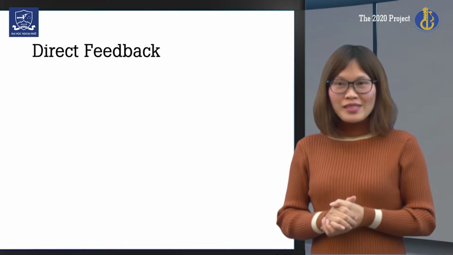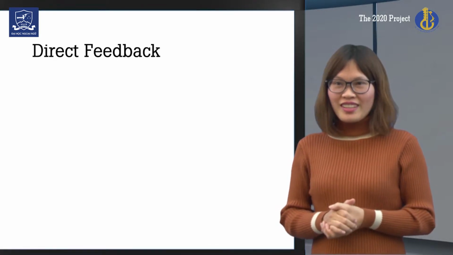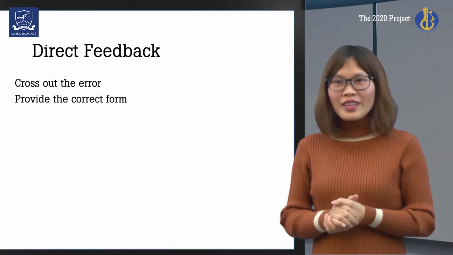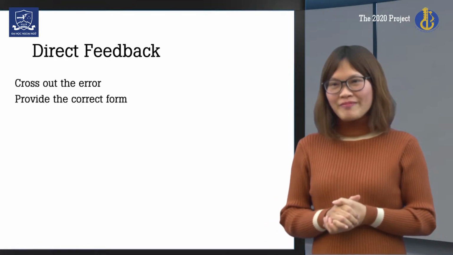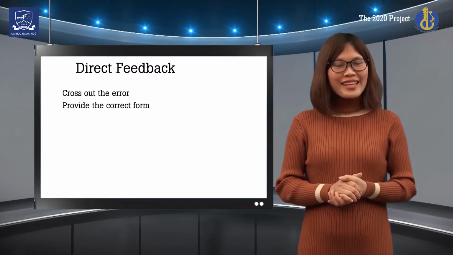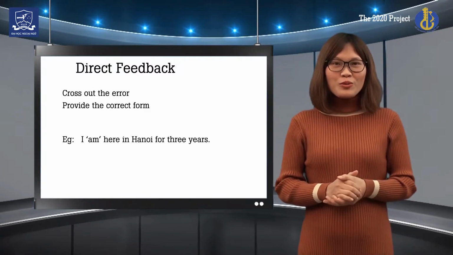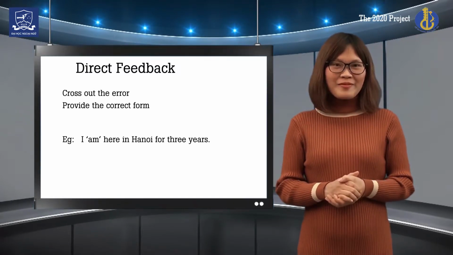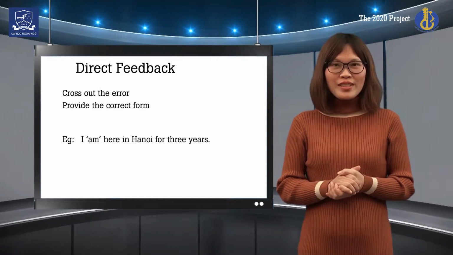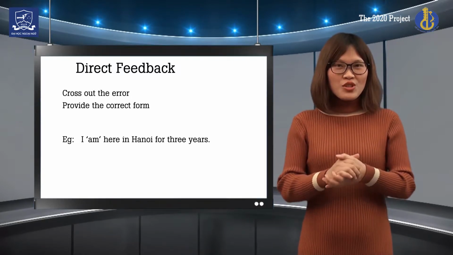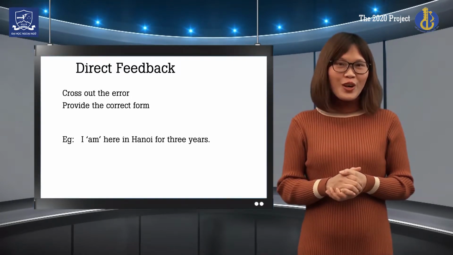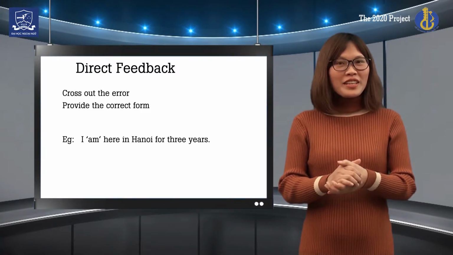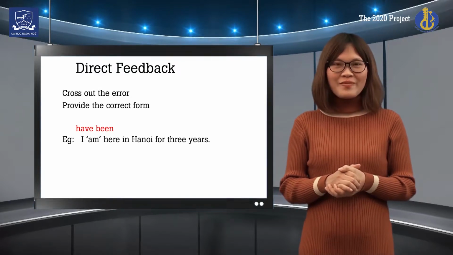It is an explicit form of error correction, where we cross out the error and provide the correct form, usually above the error. Let's look at the example. If a student wrote this sentence, "I'm here in Hanoi for 3 years," all you have to do is cross out the error to show them exactly what they got wrong, and you correct it for them. I have been here in Hanoi for 3 years.